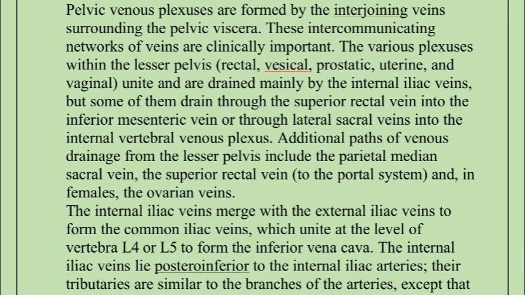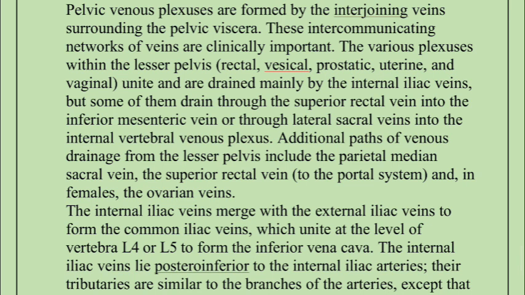So all these plexuses within the lesser pelvis unite, and they drain mainly by the internal iliac veins, like I said before. But some of them drain through the superior rectal vein into the inferior mesenteric vein. So most of these pelvic venous plexuses drain directly into the internal iliac vein. But you're going to find some of them draining what? Through the superior rectal vein into the inferior mesenteric vein. Some also drain through the lateral sacral veins into the internal vertebral venous plexus.